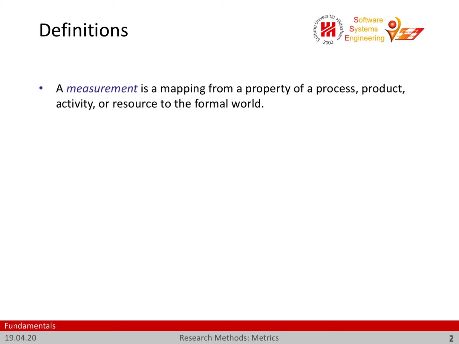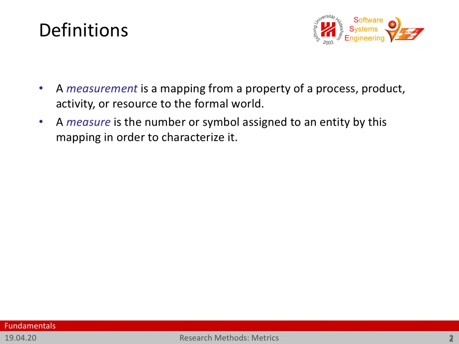So let's do some short definitions. First of all, what is a measurement? A measurement is a mapping from a property of a process, product, activity, or resource to the formal world. Meaning, we take something in the real world and derive an abstraction from it. Basically, our theory world in this terminology that we introduced in the last lecture. The measurement is a mapping, meaning I do the observation and I get a result that makes sense in the formal or in the theory world.